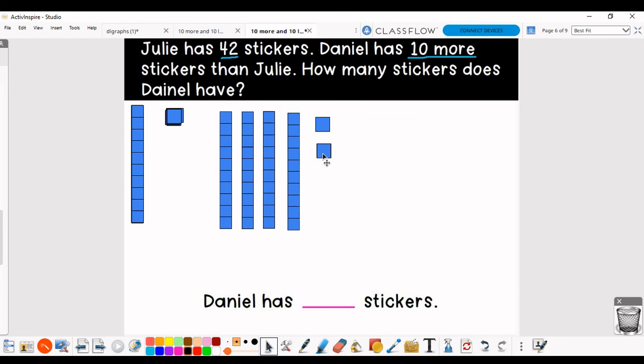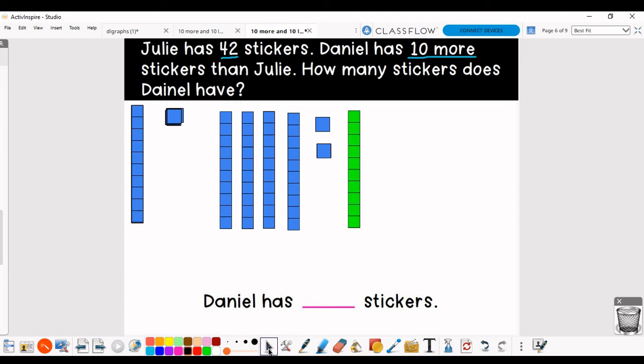Now, earlier we discussed that if you are finding 10 less, you take a 10 away. And if you're finding 10 more, you add a 10. So if I'm finding how many stickers Daniel has, and he has 10 more than Julie, am I going to add a 10 or am I going to take a 10 away? That's right, I'm going to add a 10. And I'm going to change the color of our 10 so I remember that we added it.